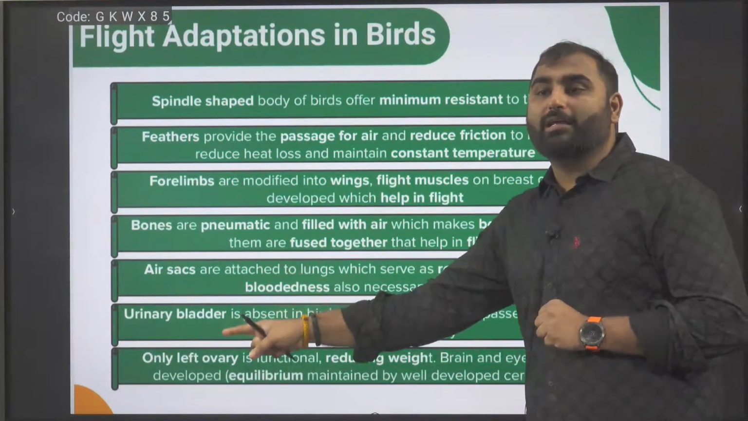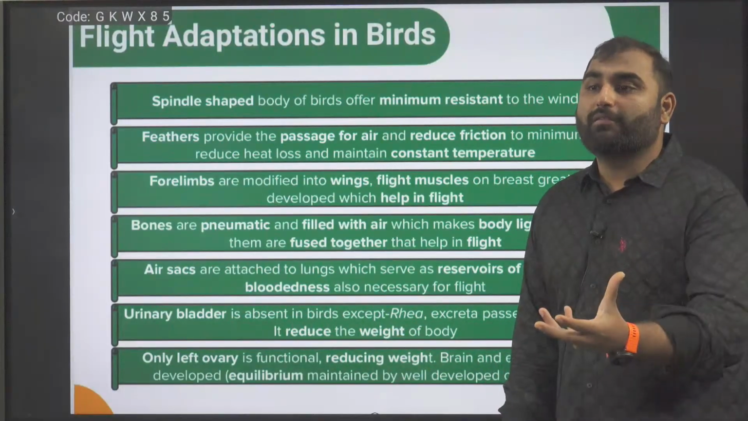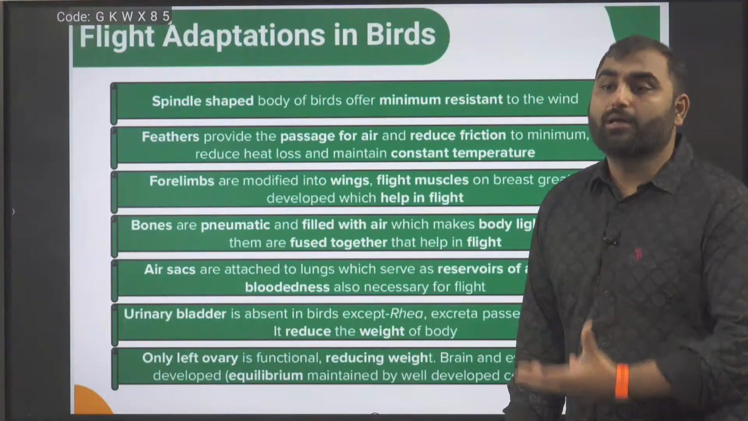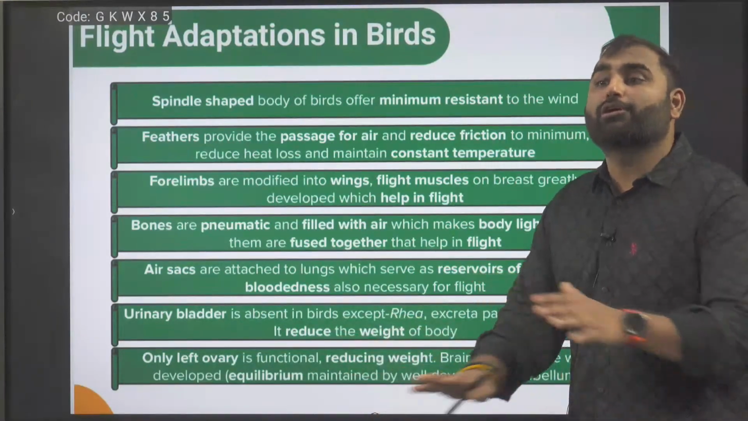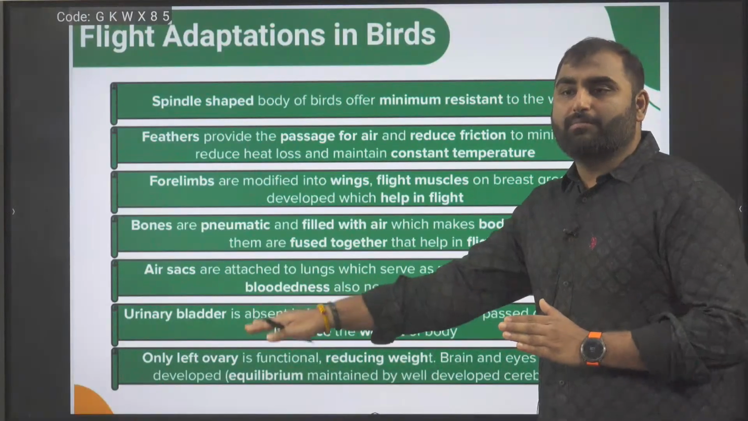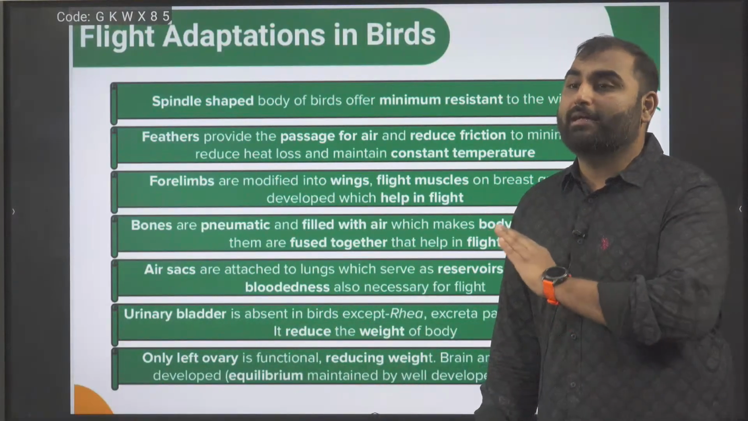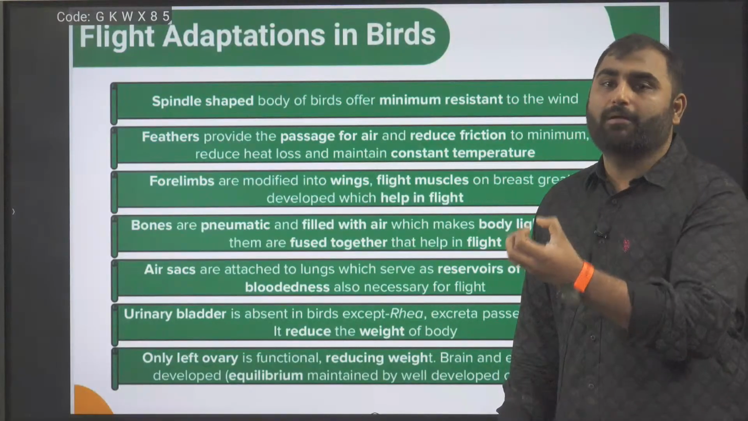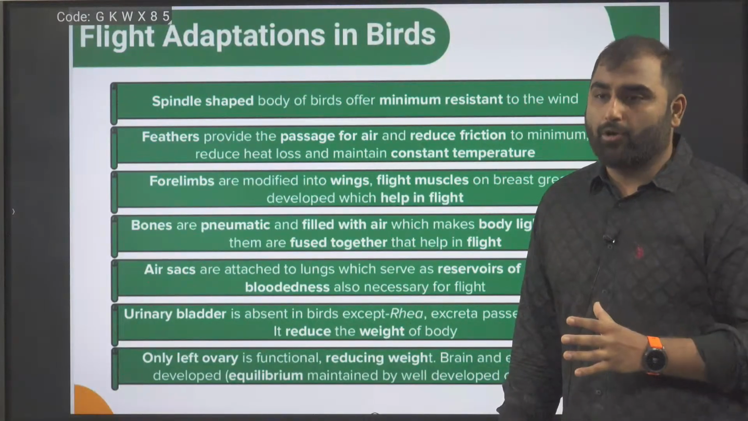Then we have urinary bladder absent. To reduce the weight, birds do not have a urinary bladder. They don't store their urine. Urinary bladder is absent in the majority of birds. The exception is the rhea bird. Okay, you don't need to remember that, just remember the general feature. Birds' urinary bladder is absent. So they don't store the urine. As urine is formed along with the fecal matter, it's quickly dropped down.